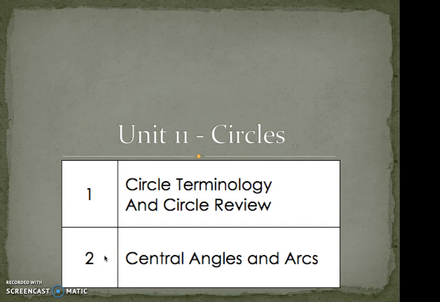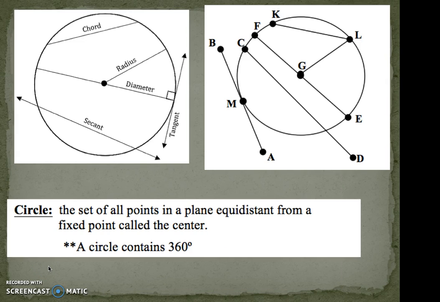So we are starting Unit 11 today, which is talking about circles. The first day is going to be some terminology review and some review on some other stuff that we've already done with circles. So the first thing we're looking at is some definitions here. So a circle is the set of all points equidistant from a fixed point called the center. And a circle contains 360 degrees. You probably knew both of those already.